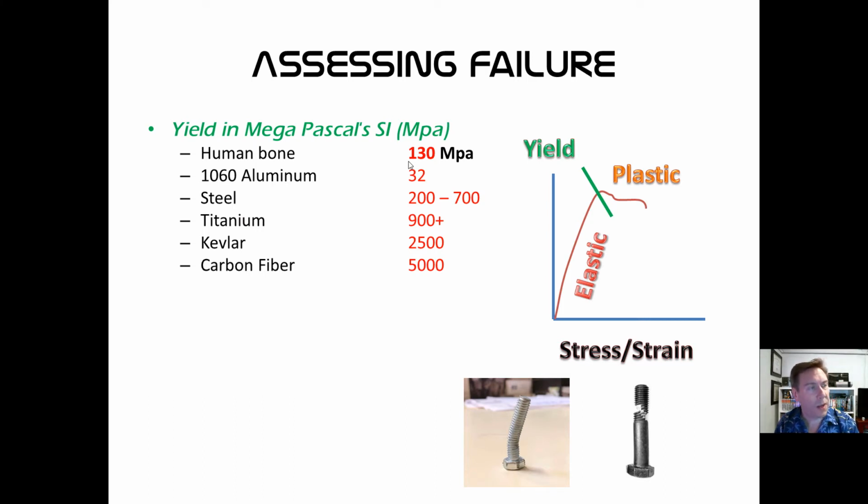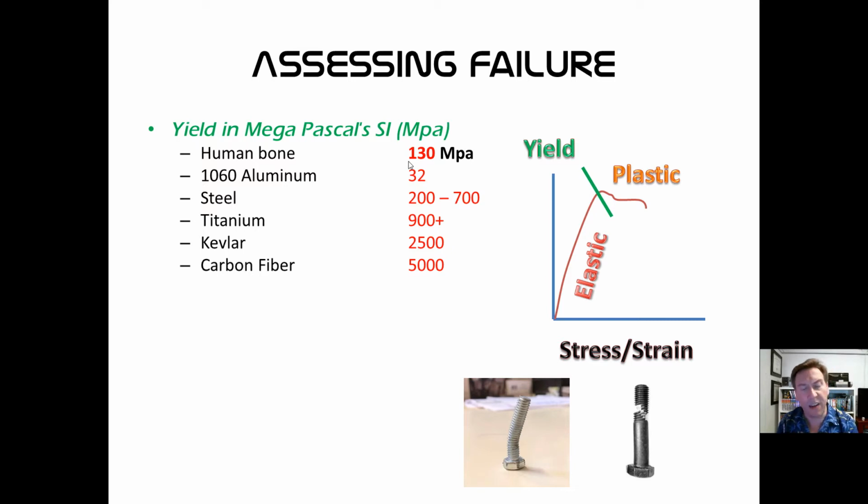But aluminum 1060, a very common aluminum alloy, one of the more basic, softer ones, is about 27 to 32 megapascals. So you've all seen an aluminum can, how flexible that is, okay? Then steel. Steel is anywhere between 200 to 700 megapascals.